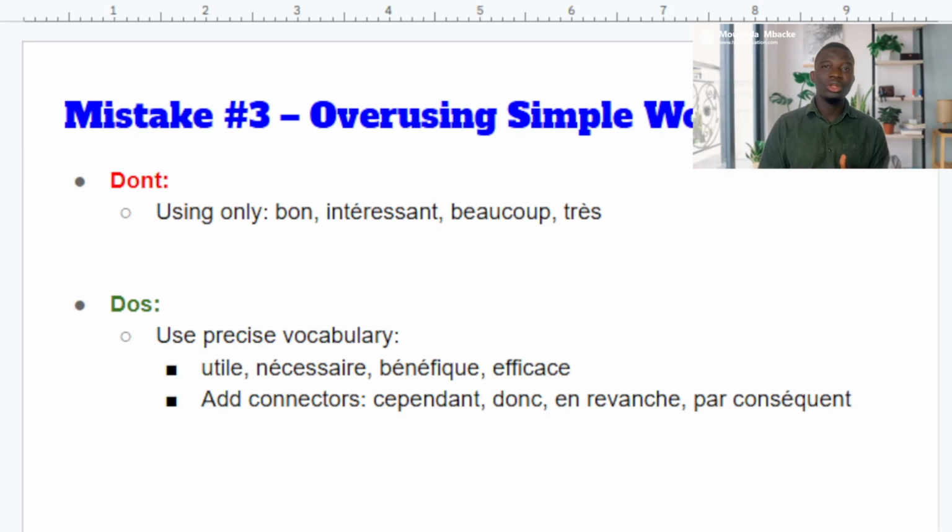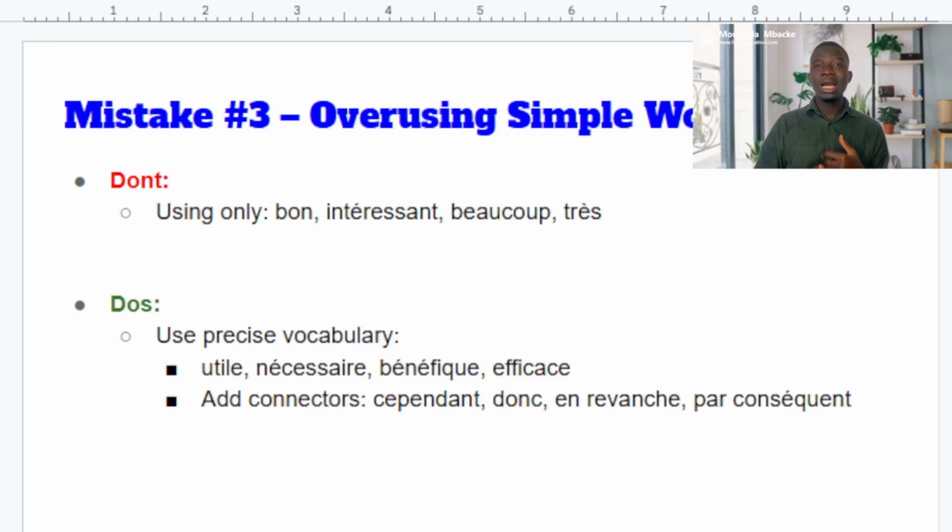So you have to learn about synonyms. This is where synonyms come in handy. Try to learn the synonyms of these very common words and practice using them. Add connectors. I will always insist on the importance of connectors, especially in the writing section, because they give a flow to your logical argumentation.